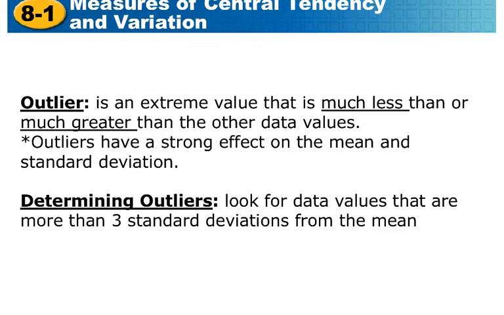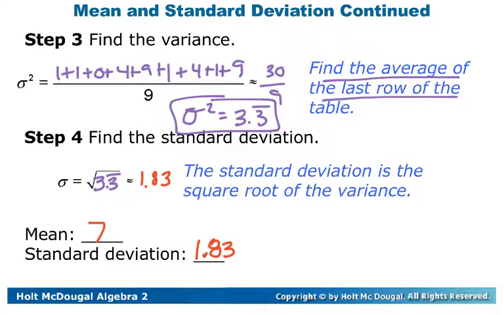So what does that mean? Well, an outlier is an extreme value that is much less than or much greater than the other values. Outliers have a strong effect on the mean and the standard deviation. What happens is, to determine an outlier, you look for data values that are more than 3 standard deviations from the mean. So again, looking at our previous example, the mean is 7, so that would be your middle, and then 3 of these standard deviations above and 3 of them below are a lovely range that we're expecting. But if it's more than that, then that actually ends up being an outlier.